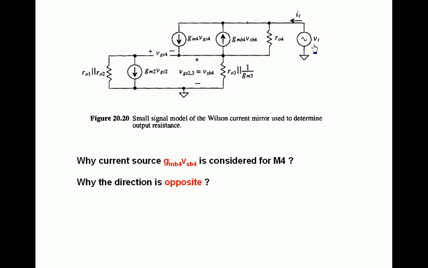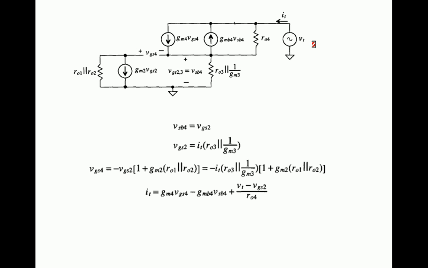Why is the current source GMB4 VSB4 considered for M4? Why is the direction opposite? We have just discussed the answers for that. Next, try to write the equations from this equivalent circuit.